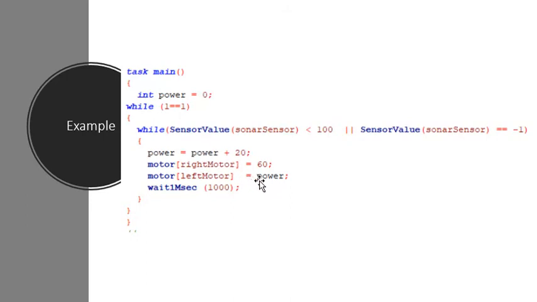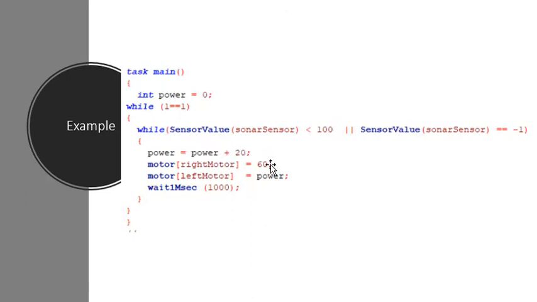So for the first time through this loop, it's going to be 20, which means the right motor is going to be more powerful than the left motor. So it's going to turn left. And it's going to do that for a second. Then it's going to go back through this loop and say, okay, well now power is power plus 20. So it was 20 plus another 20. It's going to be 40.